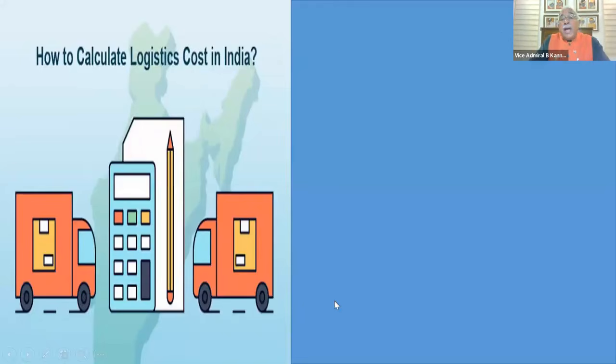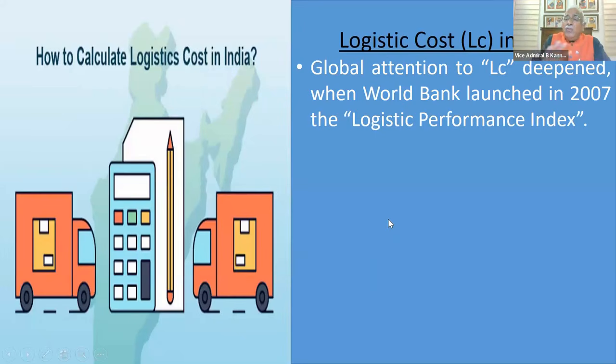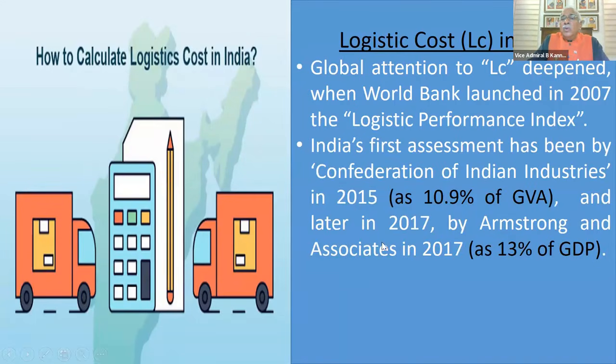Now, let's look at what happened on the international side. Actually, the World Bank introduced logistic costs in 2007. If this factor is analyzed for every country, and if you know their logistic costs, then we can rank them as per their logistic performance, because that's an indicator of their economy. So India did not have much idea about this logistic cost in 2008, 9, 10. But the first assessment was made by CII, Confederation of Indian Industries, and they said your logistic cost is 10.5%.